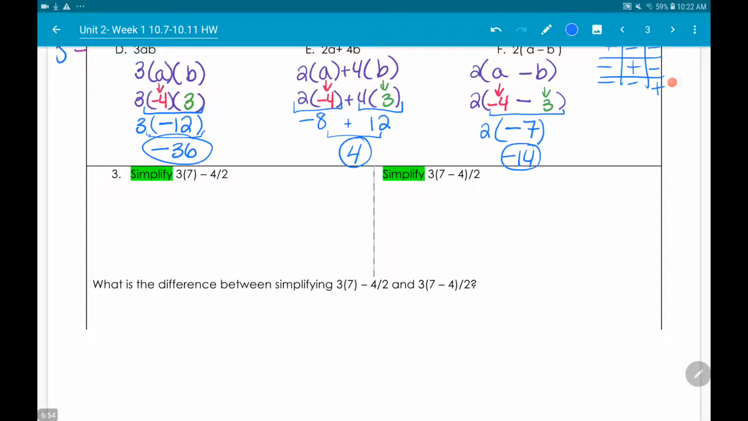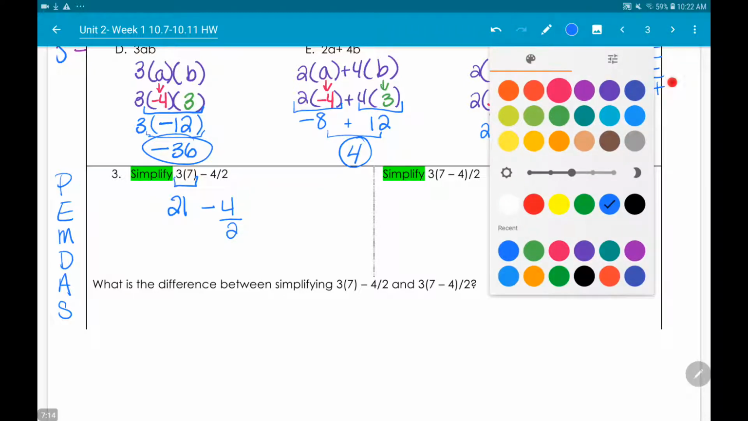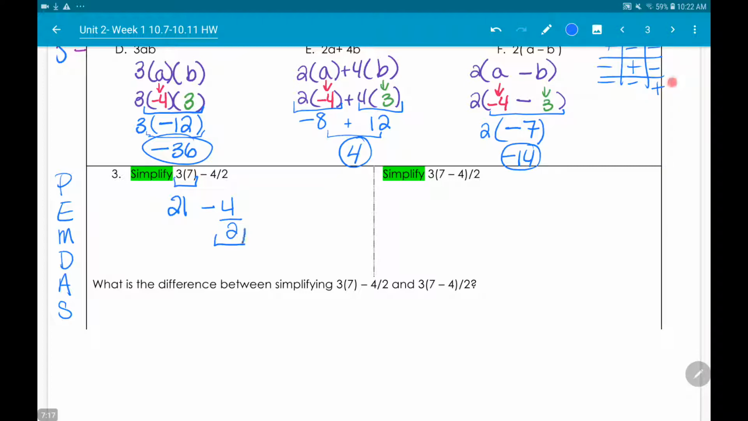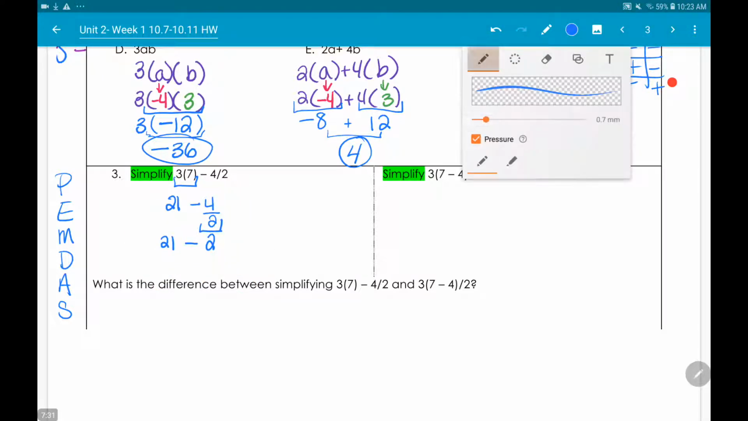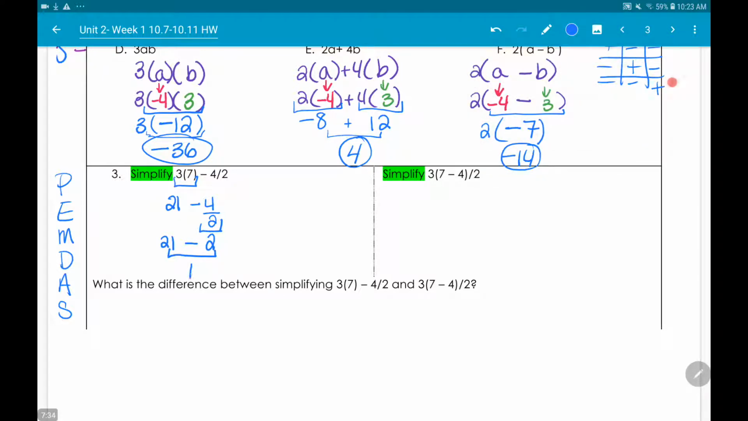All right, 3. Simplify both of these, and then we're going to say what's the difference. So, again, let's write my PEMDAS. Parentheses first. 3 times 7 is 21, minus 4 divided by 2. Next I'm going to do is division. So 4 divided by 2 is 2. And now I do 21 minus 2. And 21 take away 2 is 19.